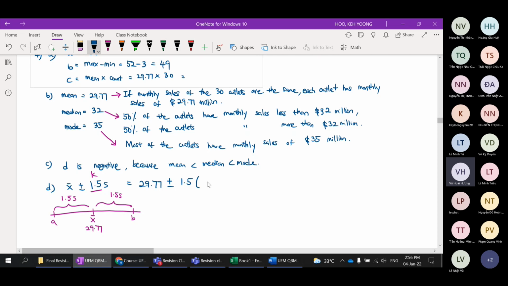1.5. What is the sample standard deviation? 15.06. So when you write an interval, smaller values are always on the left. So you minus first for the left value, then you plus. Okay, so this is the interval.